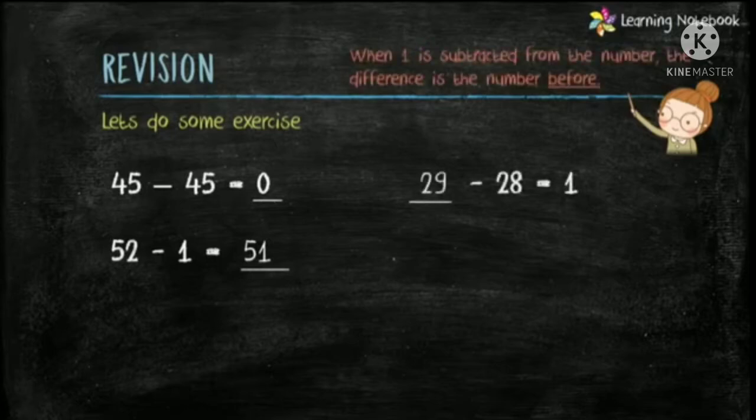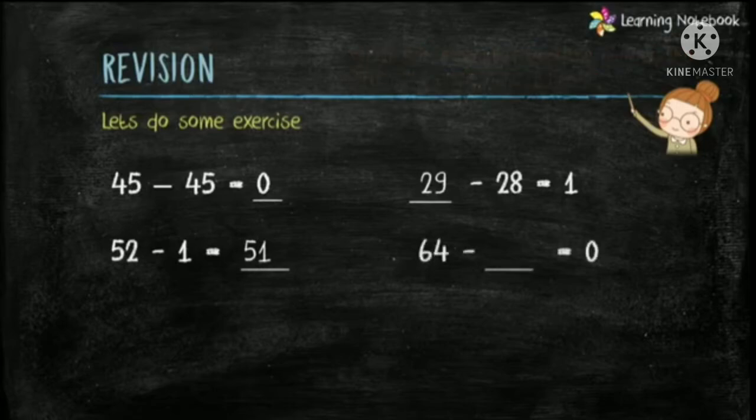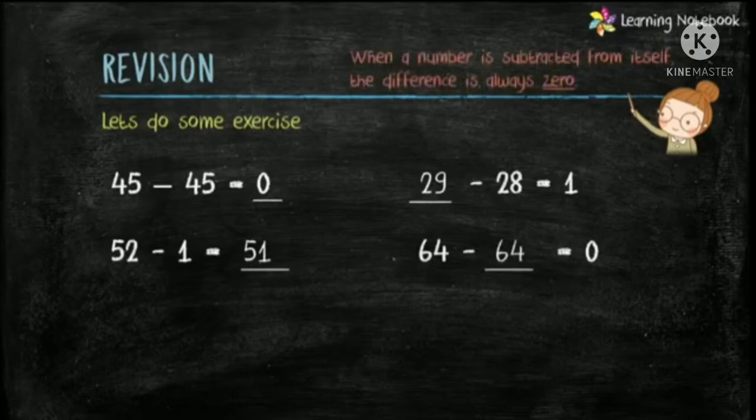Dash minus 28 equals 1. Here the answer is 29. Based on the fact, when 1 is subtracted from the number, the difference is the number before. 64 minus dash equals 0. Answer is 64, because we know when a number is subtracted from itself, then the difference is always 0.